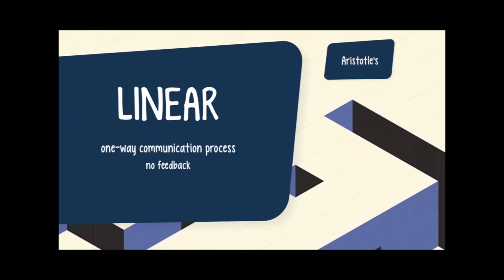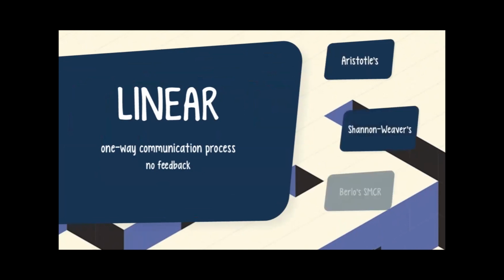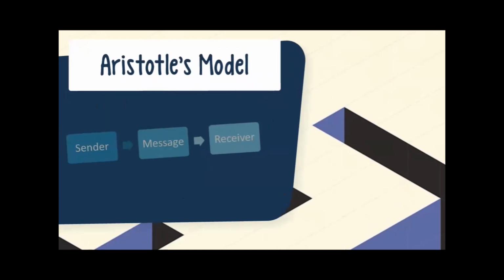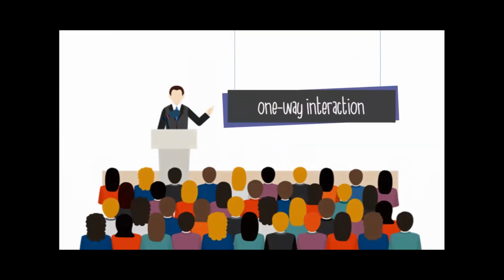The following models are under the linear model. Let's start with the first one, Aristotle's model. The model focuses on the speaker. It describes a one-way interaction and is most applicable for public speaking.